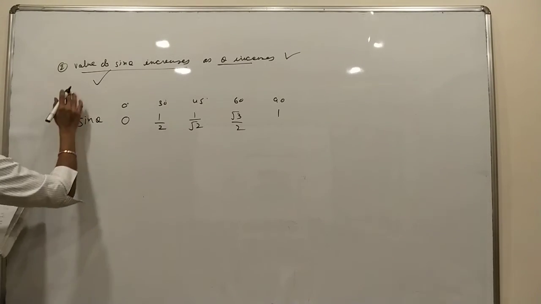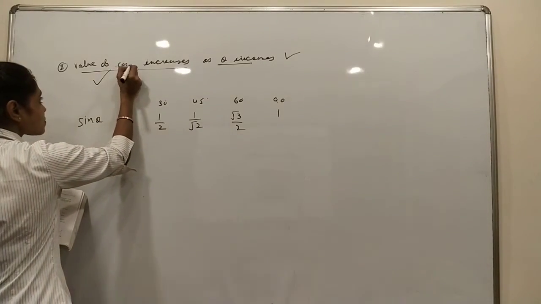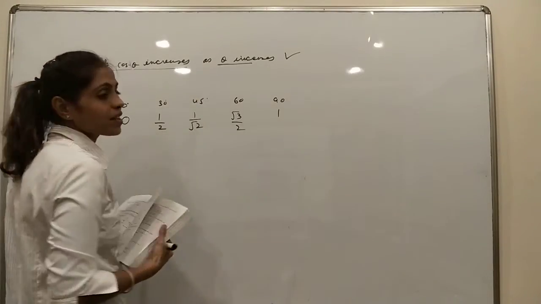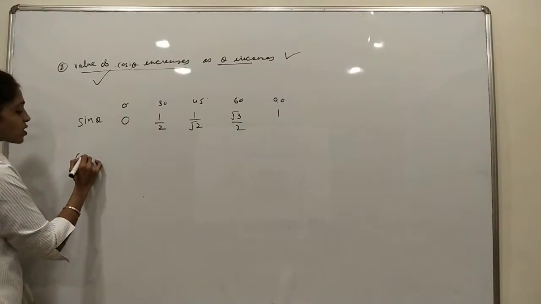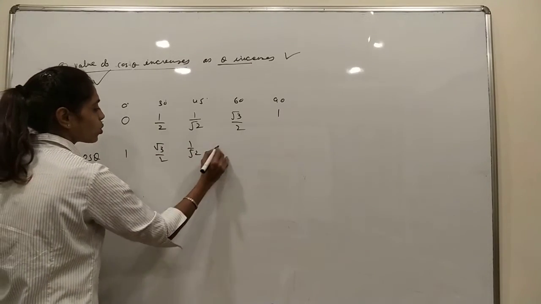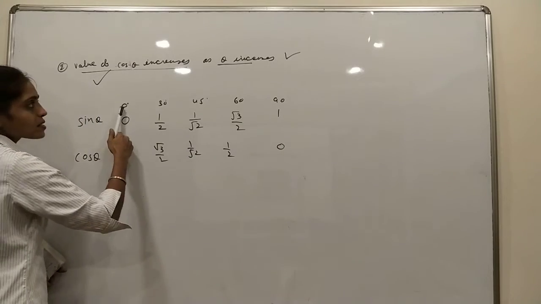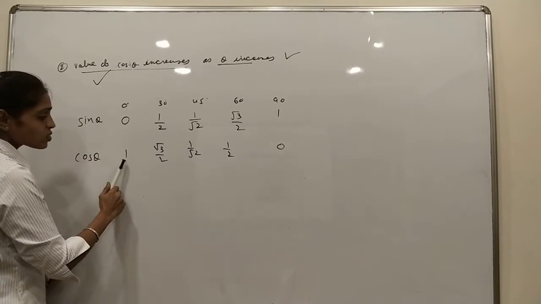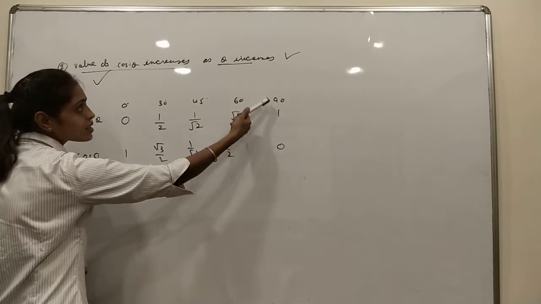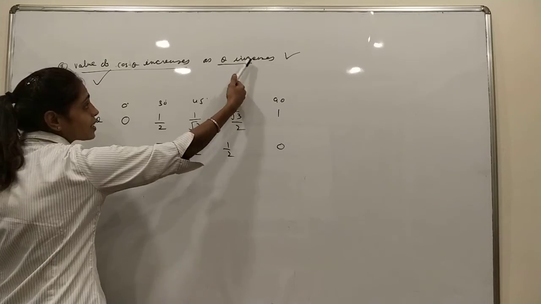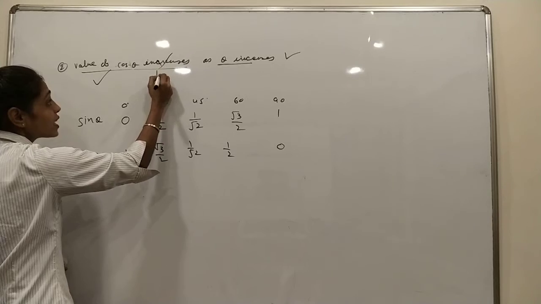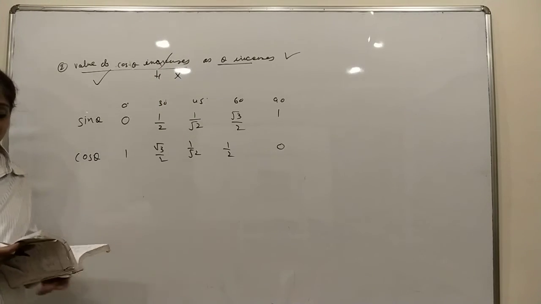Now the same for cos theta: the value of cos theta increases as theta increases. False, because cos theta is 1, root 3 by 2, 1 by root 2, 1 by 2 and 0. As theta increases, does the value of cos theta increase or decrease? From 1 to 0, it decreases. As the angle increases, the cos theta value does not increase, it decreases, so it is false.